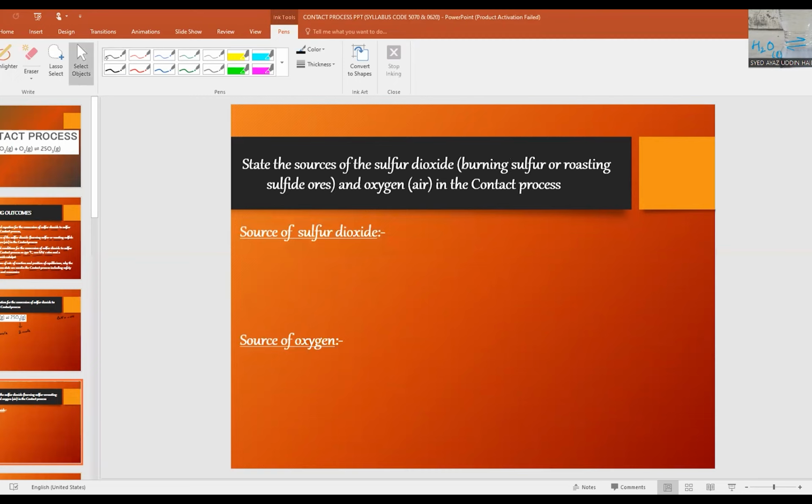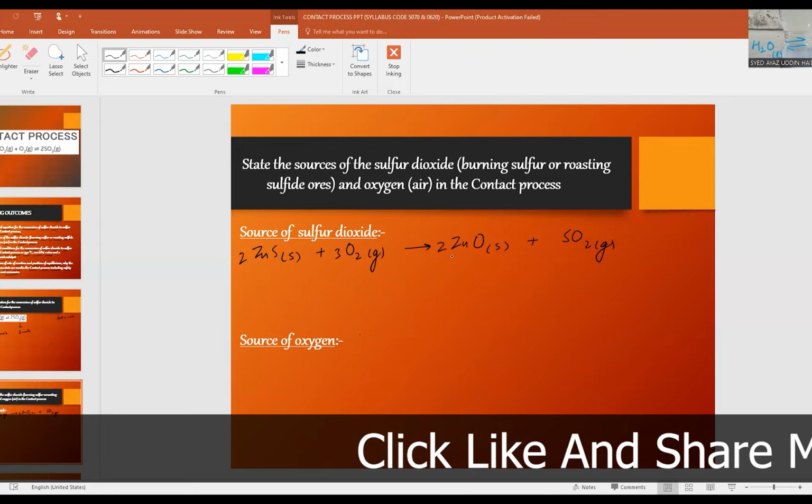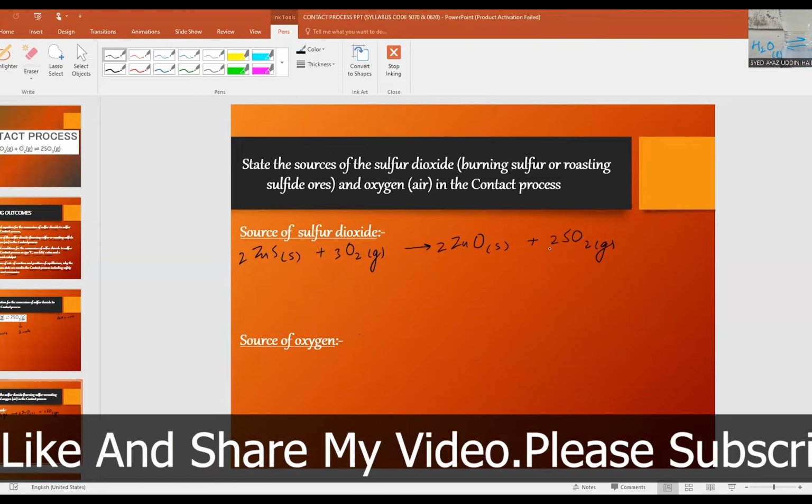Sulfur dioxide is obtained by burning sulfur or roasting sulfur ore like zinc blende. The equation will be like this: ZnS. You will write s as state symbol for ZnS. O2 will be written as g because it exists in the gas state. You will get ZnO solid plus SO2 gas. Let's balance the equation. We'll have 2ZnS, 3O2, 2ZnO, and 2SO2 gas.